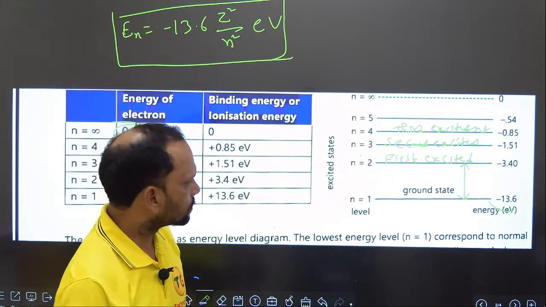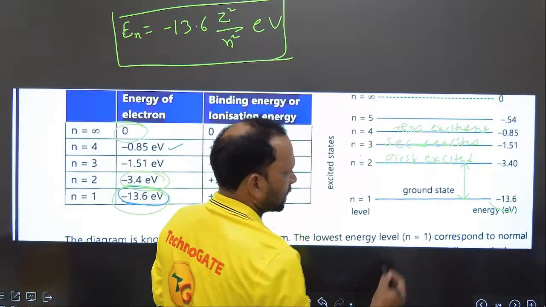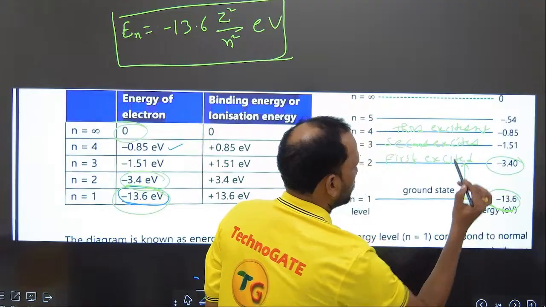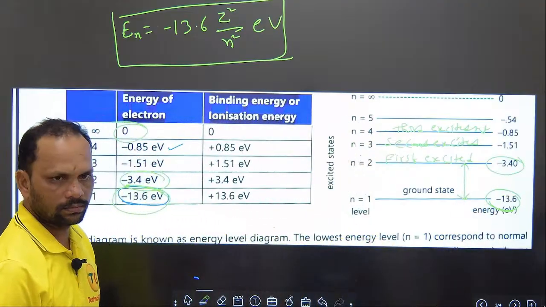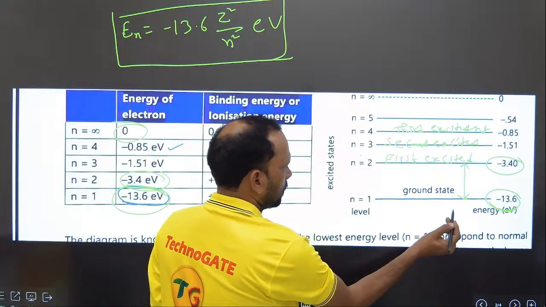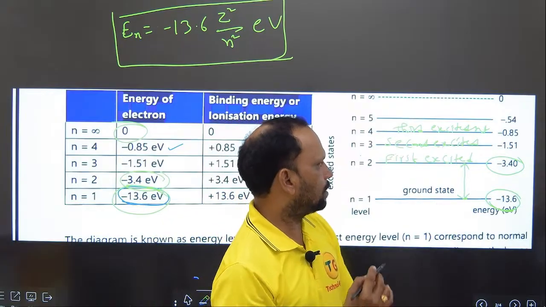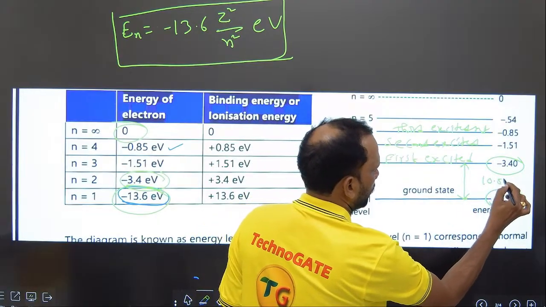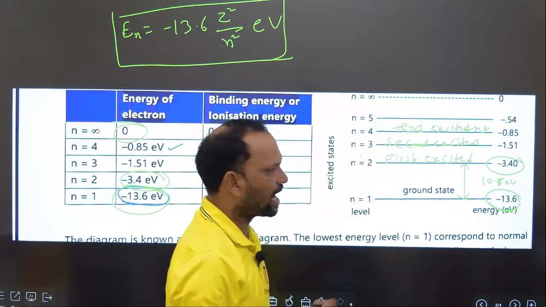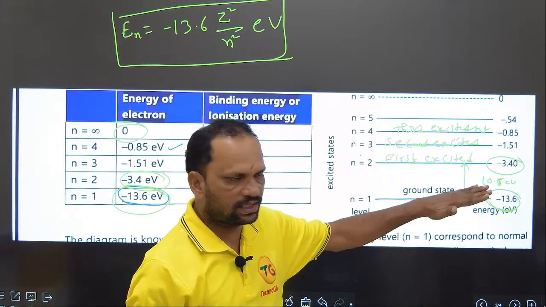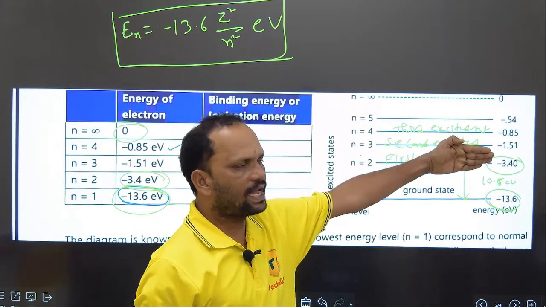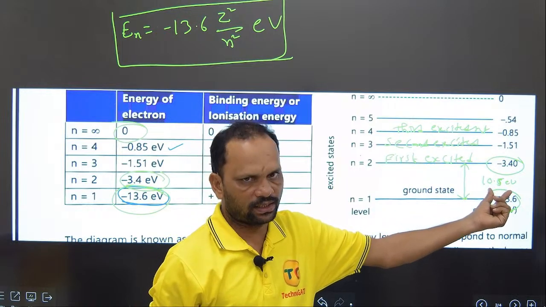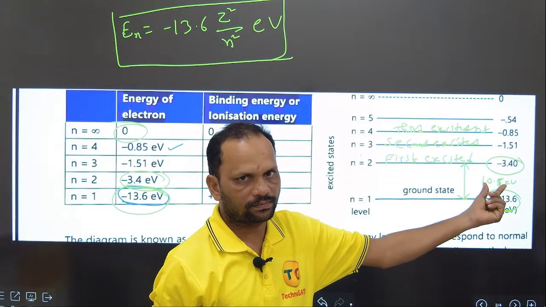If you observe this pattern, the energy gap: here it is minus 13.6, here it is minus 3.4. So the gap between minus 13.6 and minus 3.4 is approximately 10.5 electron volts. If an electron jumps from a lower energy state to the second orbit, we have to give this much energy, 10.5 electron volts.